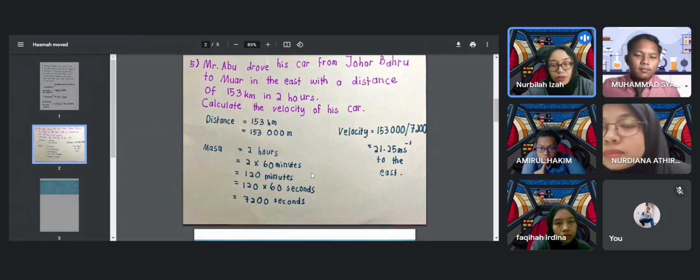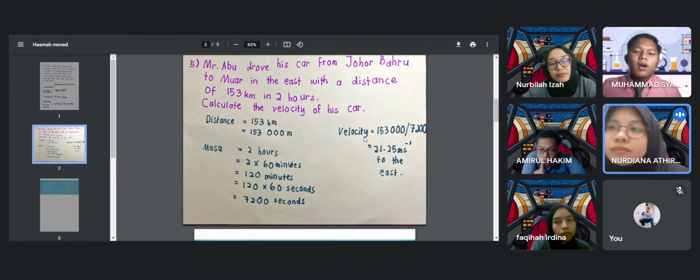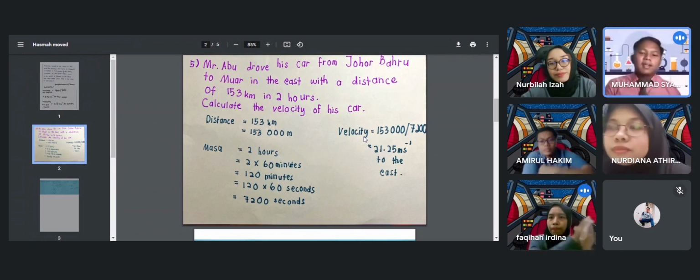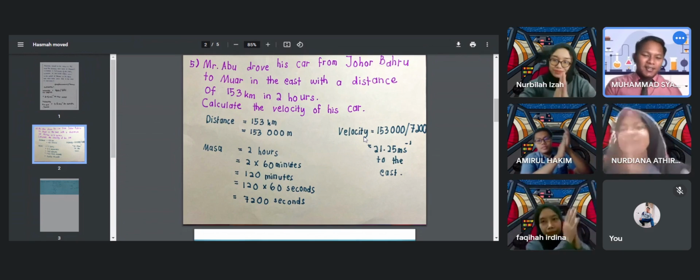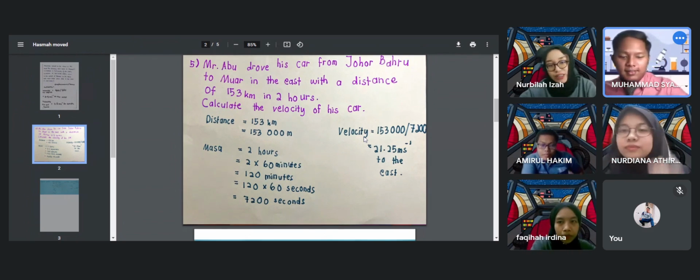And then we use the velocity formula, which is distance divided by time. So 153,000 divided by 7,200 and we got 21.25 meters per second to the east. Okay, well done, Nurbila. You are correct. Good job. Thank you, sir.